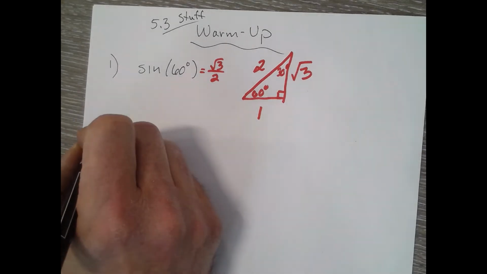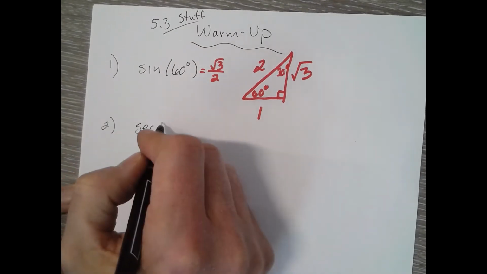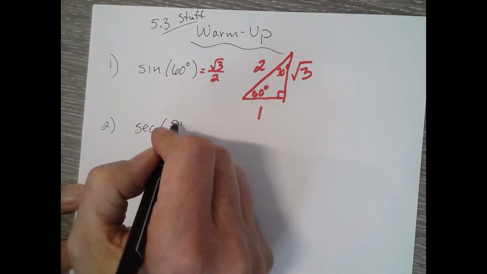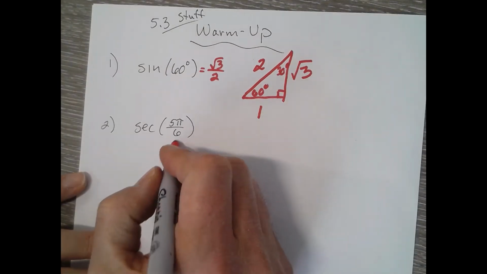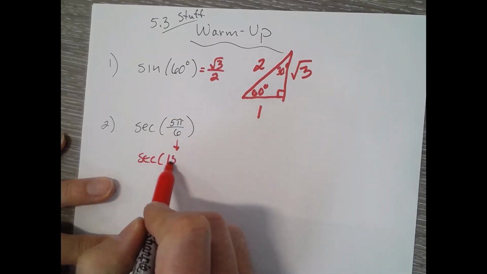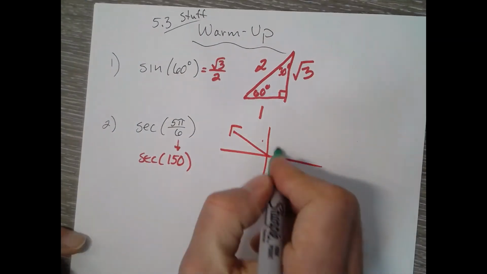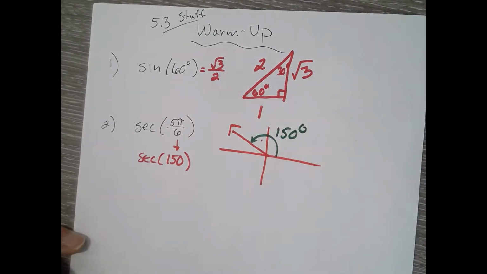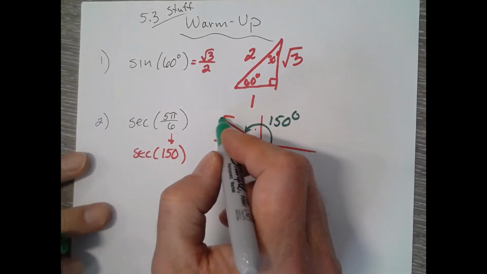How about the secant of 5 pi over 6? Try that one. All right, so the first thing you have to do is figure out what 5 pi over 6 is. That's how many degrees? 150. So we're looking for the secant of 150 degrees, which puts us in quadrant 2. This is 150 degrees, which means we have a 30-degree reference angle. So it's another 30, 60, 90.